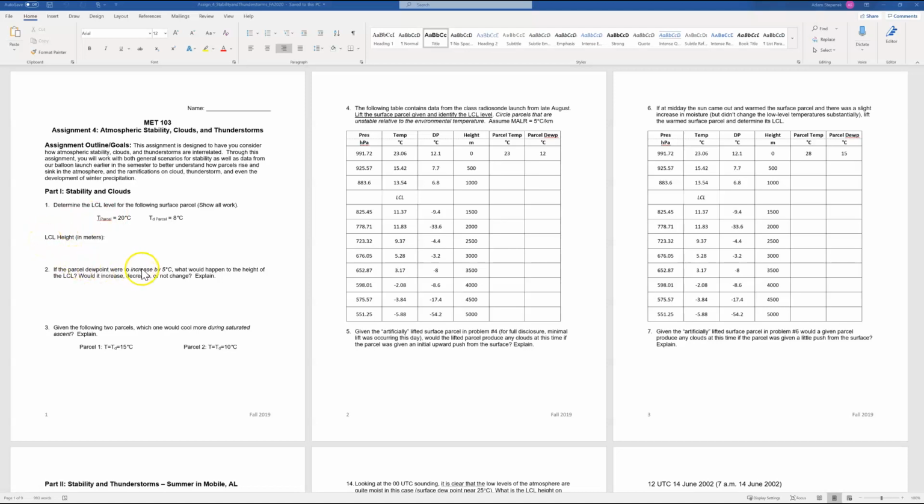Here we increase the parcel dew point by 5. You don't necessarily need to do the calculation. It may help you to do the calculation, but explain what would happen to the height of the LCL. In other words, where would we reach a point of saturation?